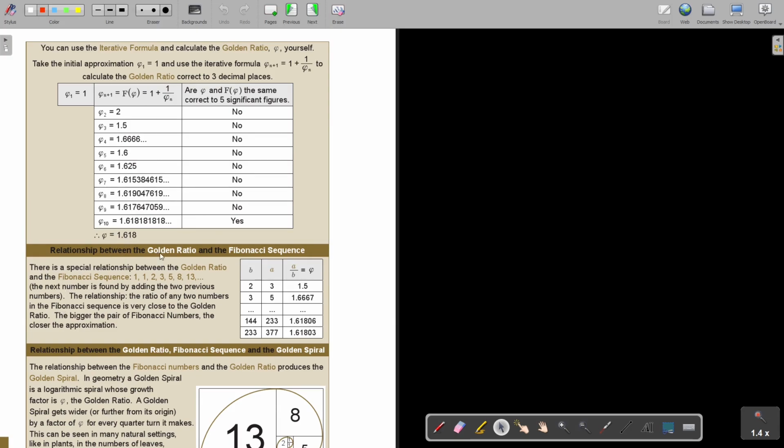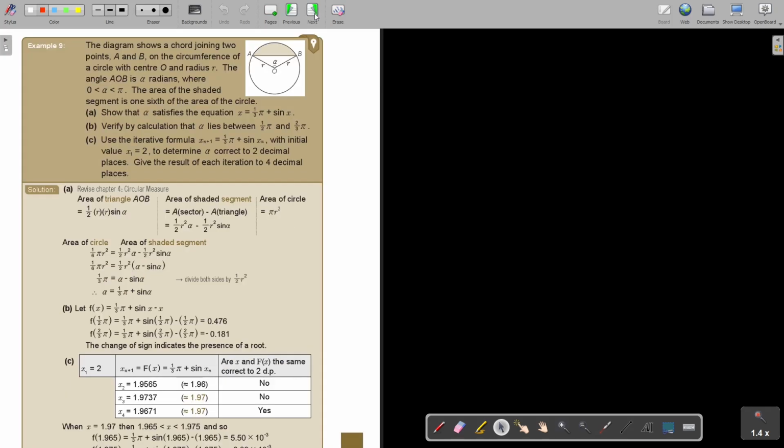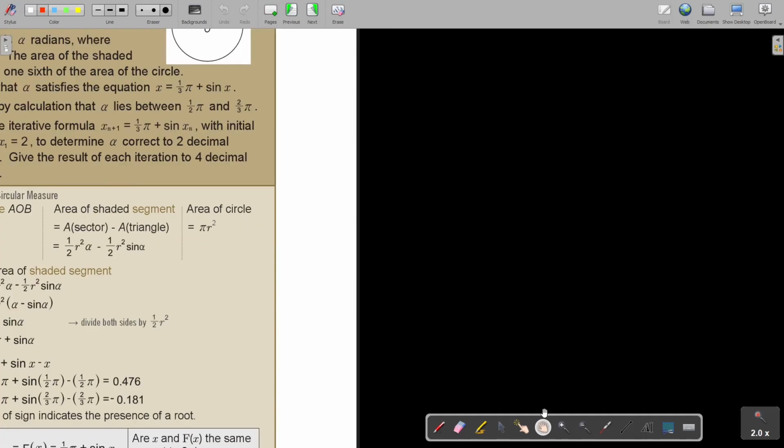Okay, and then you can look at the connection between the golden ratio and the Fibonacci sequence, and then at the end, the golden ratio, the Fibonacci sequence and the golden spiral. Just for interest, you can even go on the internet and read a little bit more. It's very interesting, and you see it in nature. Okay, but what I want to do is focus in this video on other areas.